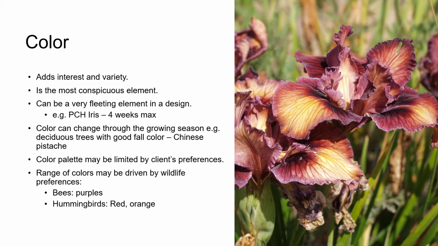Colour can change through the growing season. For example, deciduous trees with good fall colour, such as Chinese pistache, start out green in the summer and then turn fiery shades of orange and golden yellow in the fall. Here we have to plan for the colour changes and try to make sure there'll be nothing else blooming at that time, which is going to clash with the fall colours.